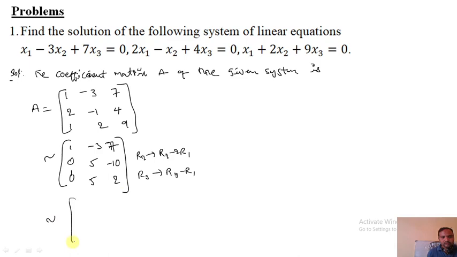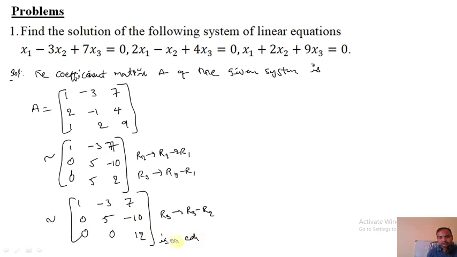No, it's not echelon form. Now convert to echelon form. This is 1, minus 3, 7. Now this one is the pivot. Using this pivot, you have to convert the element below to 0. For that, apply R3 is R3 minus R2. Then 10 plus 2 is 12. Now it is an echelon form.